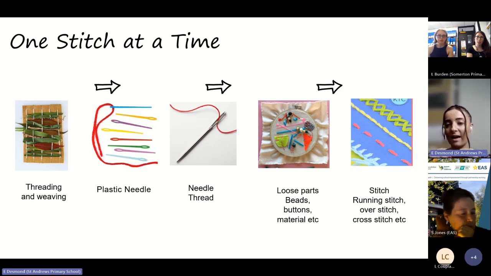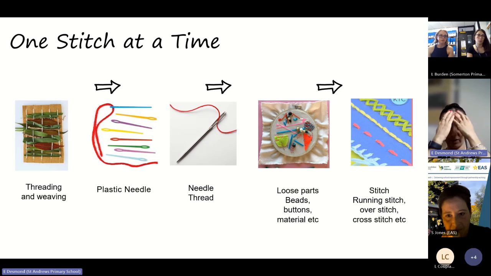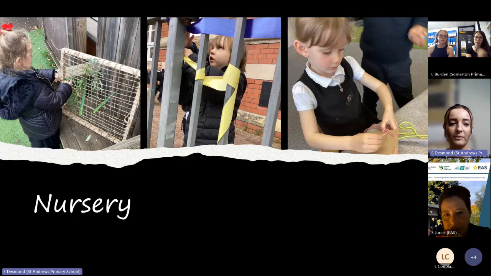Needle and thread then, we've got year 2 children who are doing that. And then embellishing those designs with loose parts, beads, buttons, more material, and then even further looking at different types of stitches. I've got a lovely example from year 5. They've just done a sewing project, and they practiced all the different types of stitches. So these are just some examples of nursery, with lots of outdoor experiences that are larger scale and gross motor.